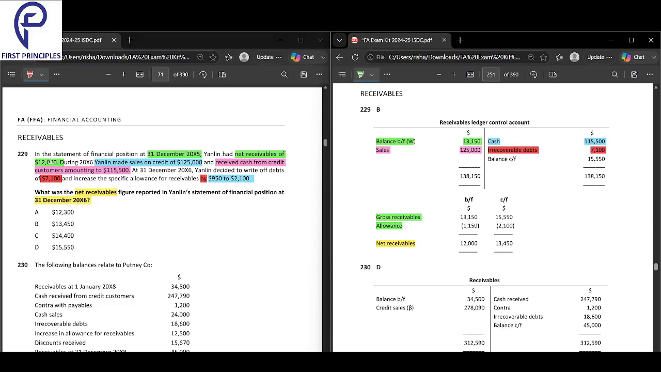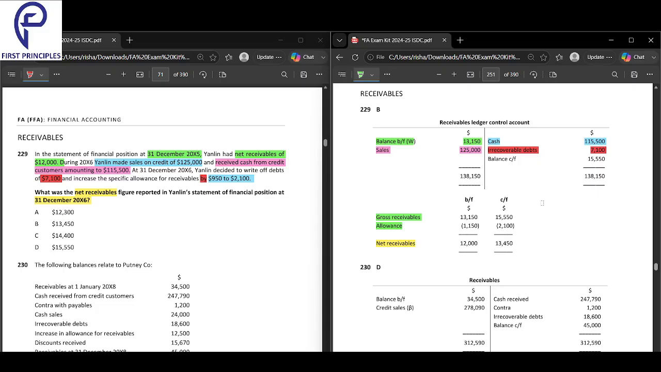Net receivables, they have already given 12,000. I want to find gross receivables, so I will add the allowance, because the formula is gross minus the allowance is equal to net. Net is given, allowance is given, I will add it to get my gross amount. So the gross amount is 13,150. On this, during the year, I made further sales. If I make credit sales, it increases my receivables. But I've got some cash, which reduces my receivables. Irrecoverable debts also reduce my receivables.